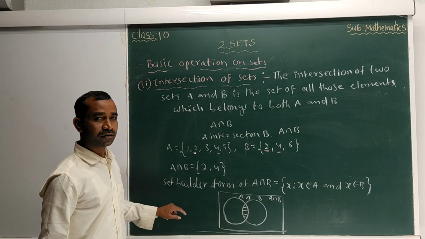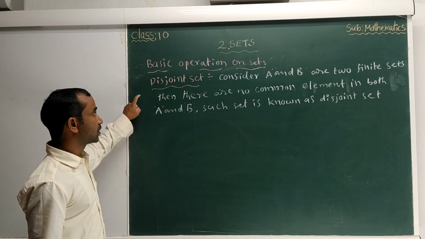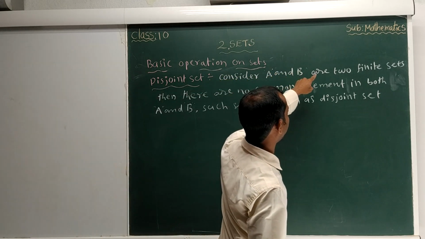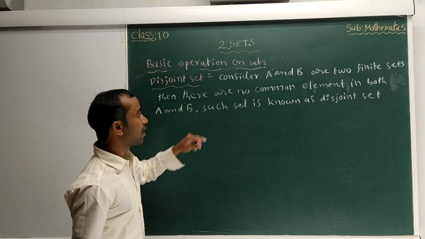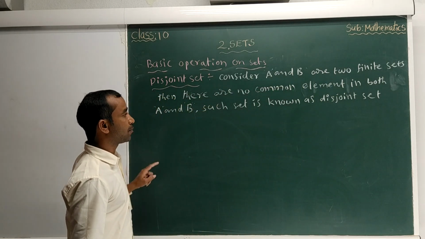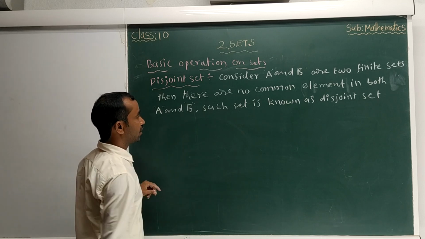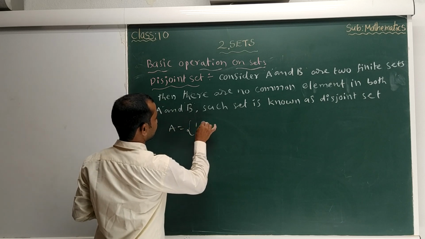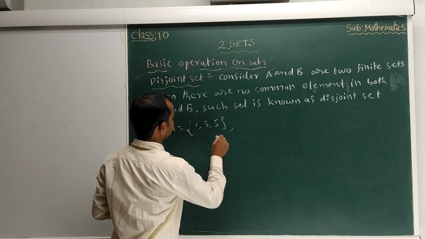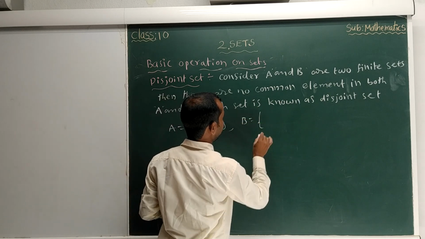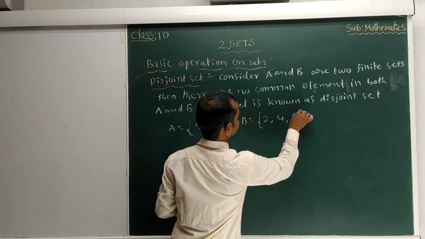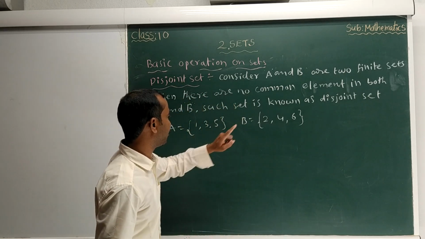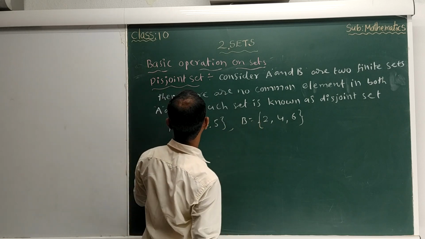Okay. Next, disjoint sets. Consider sets A and B are two finite sets. If there are no common elements in both A and B, then that is known as disjoint sets. For example, A is {1, 3, 5}, B is {2, 4, 6}. Sets A and B cannot have common elements.